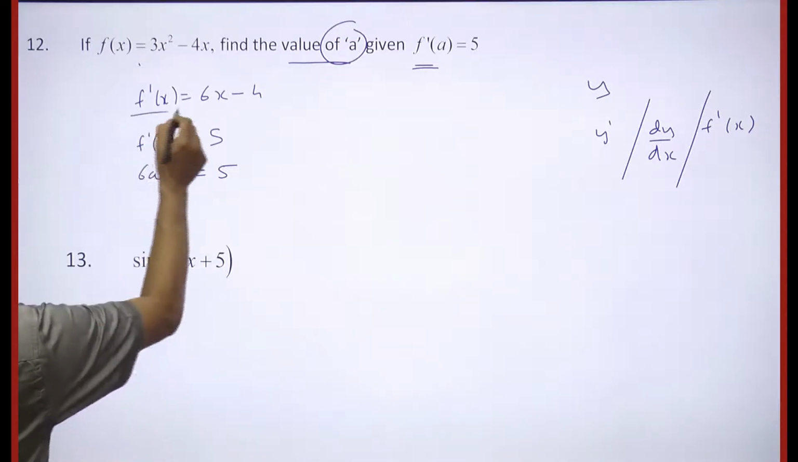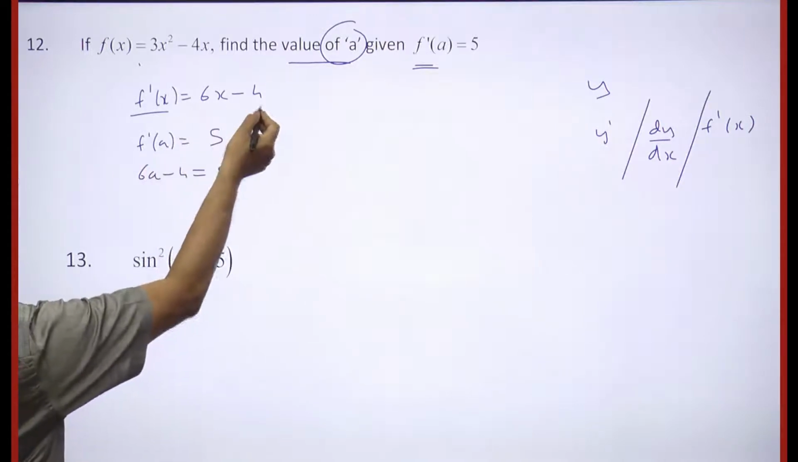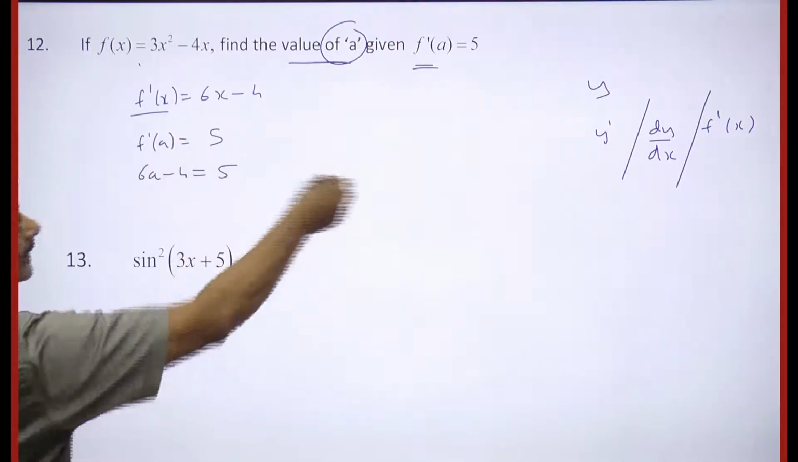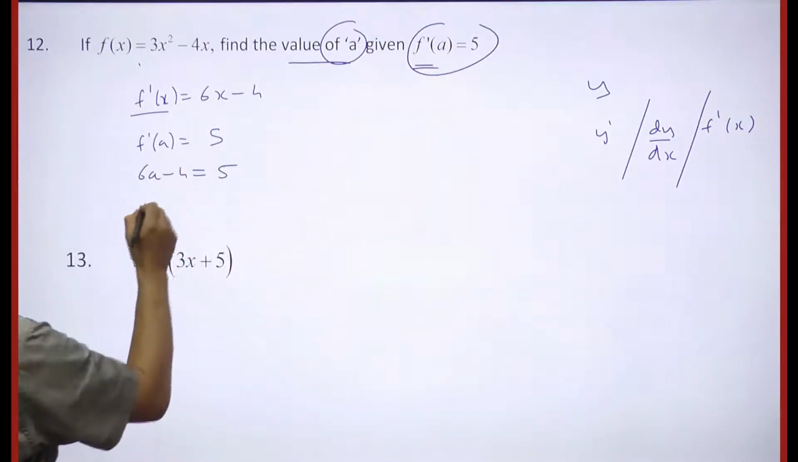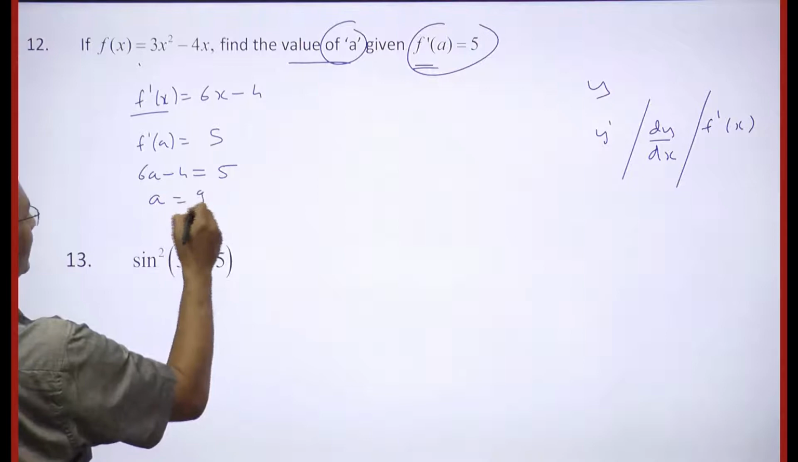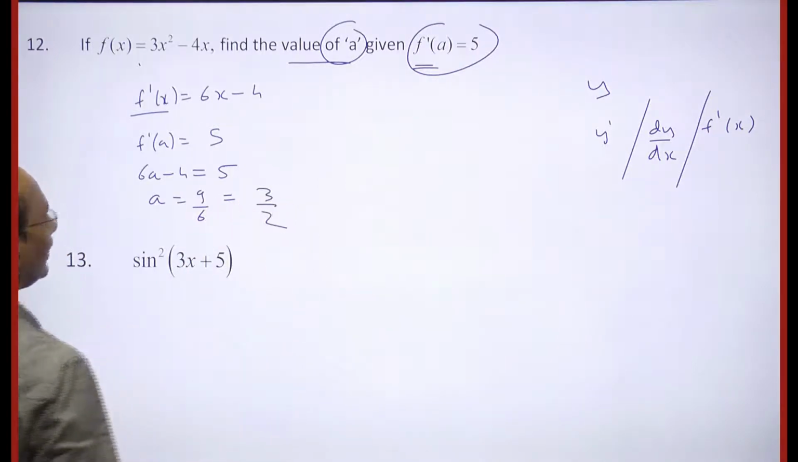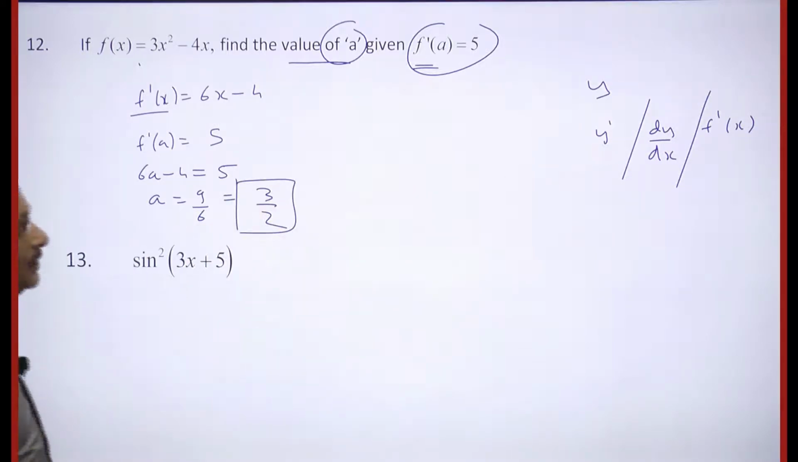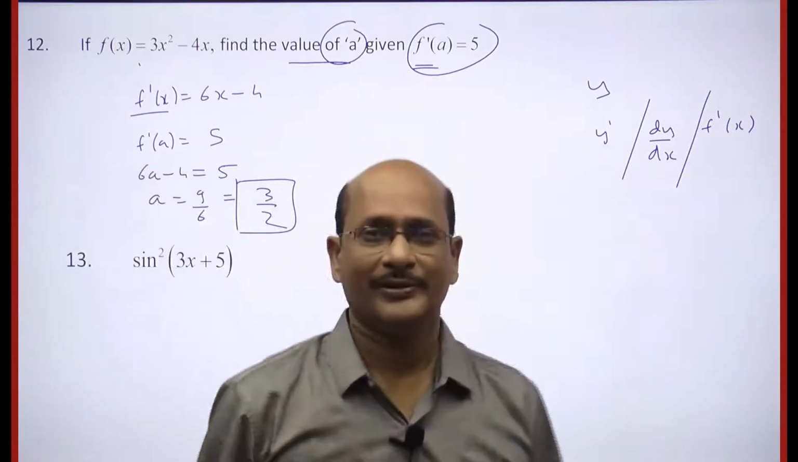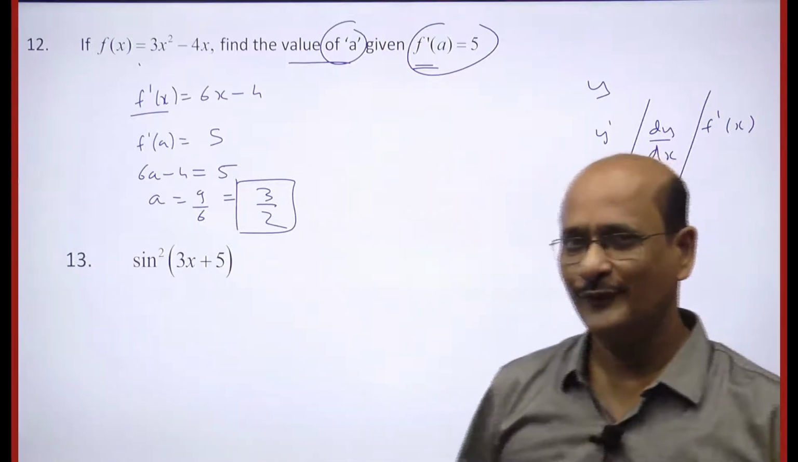See, f dash x is 6x minus 4. So, f dash a will become 6a minus 4, the value of which is given as 5, it is given already. Push up and find the answer. So, a will be equal to 9 upon 6, which you can also say 3 by 2. So, the final solution can be 3 by 2. I hope you got this point clear. Right, children? So, it is not difficult, you have to be careful about what you are doing.